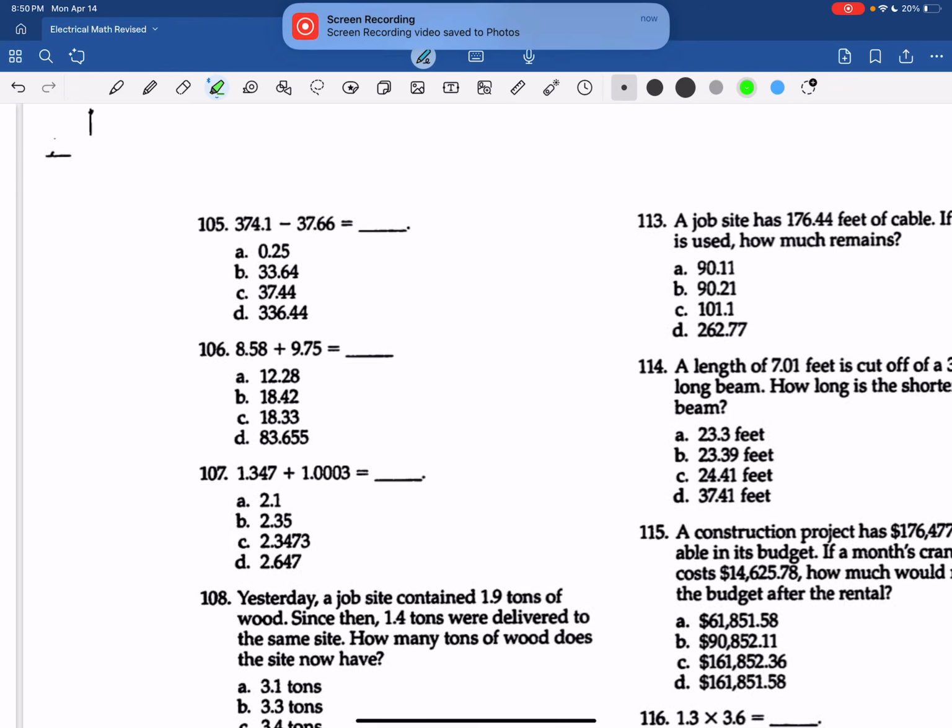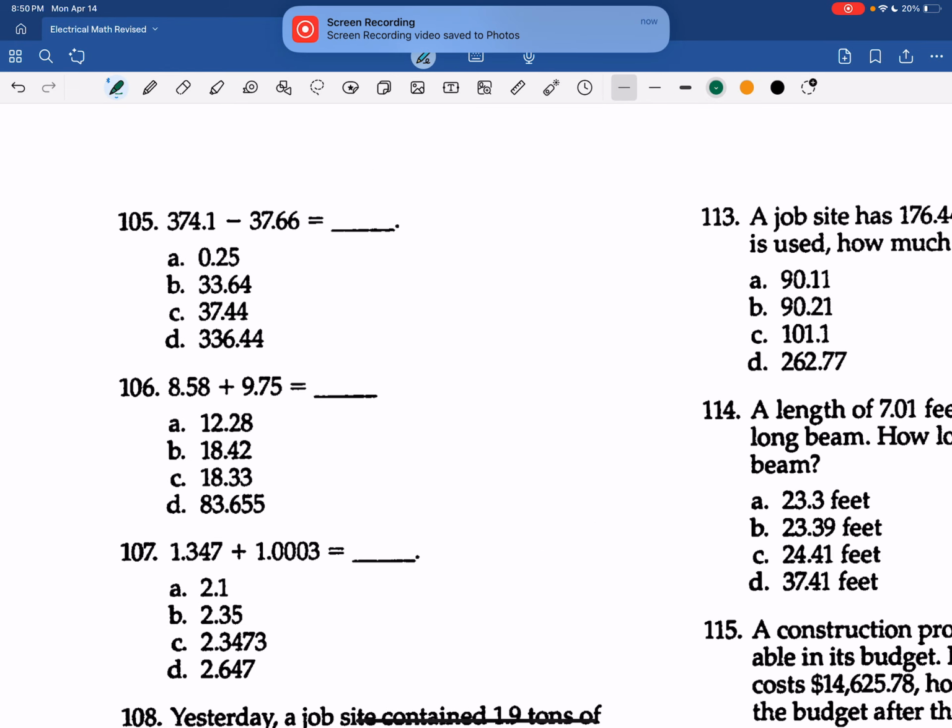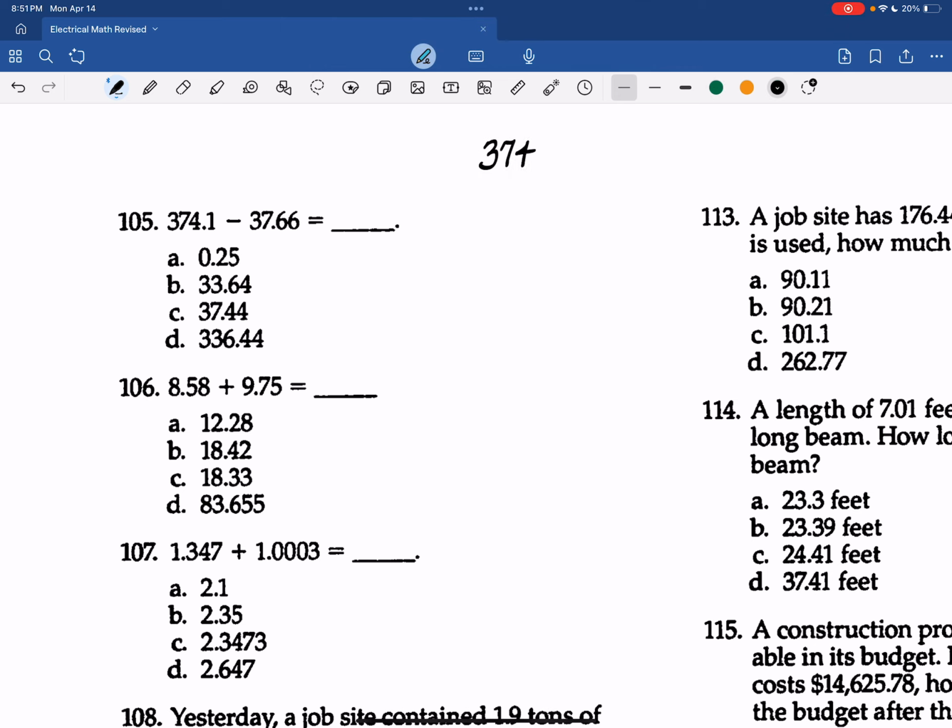Page 26. 374/1000 minus 37/10... 66/100. Put the 0 in. And then borrow to make this work. That would be 4. Then you have to borrow one of those to give to this one, and you have to borrow one of those to give to this one. Don't need to borrow here or here.